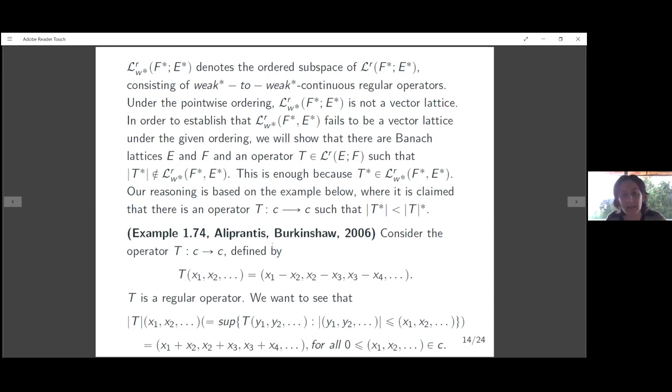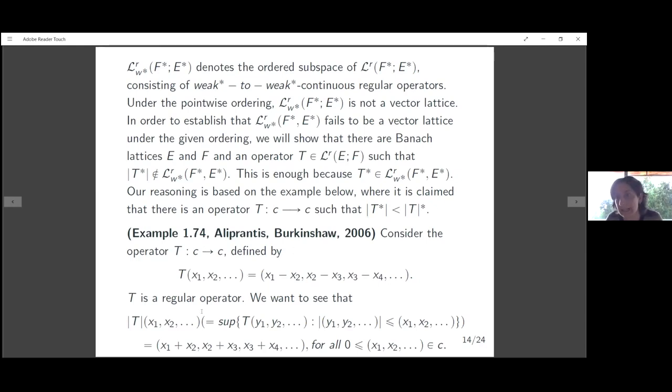Actually, I visited Professor Troitsky at U of Alberta in Edmonton, and I noticed that there is a mistake in this example. Then Professor Troitsky corrected this example number 1.74 and introduced a new example, which is below. So the operator T from C to C, where C is the space of convergent sequences, is defined by the following equation. T applied on x, where x1, x2 are the coordinates of x, and x is an element of C, a convergent sequence of real numbers.